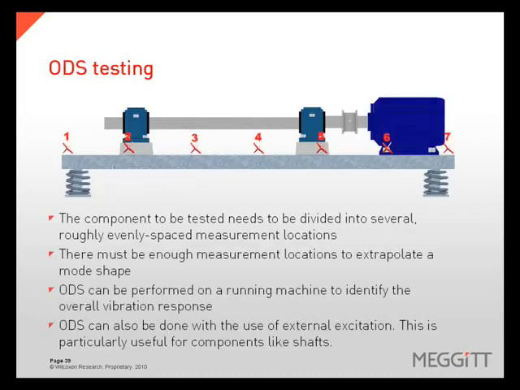To perform an ODS, you will need to divide the component being tested into several evenly spaced measurement locations. There must be enough locations to extrapolate a mode shape. An ODS can be performed on a running machine to identify the machine's response to a particular frequency, but can also be done with the use of an external vibration source. This is very useful when testing components such as a shaft.